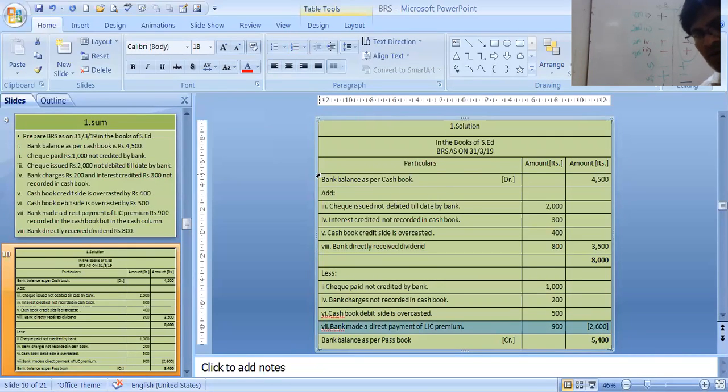As I told you, we have started with bank balance as per cash book. We will end in bank balance as per passbook. If we start in bank balance as per passbook, we will end in bank balance as per cash book. So over here cash book, so this one will be passbook. Clear? Now this is debit, so this will be credit. And this is what amount? 5,400. So bank balance as per passbook, credit balance 5,400.